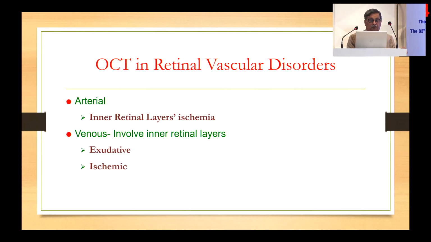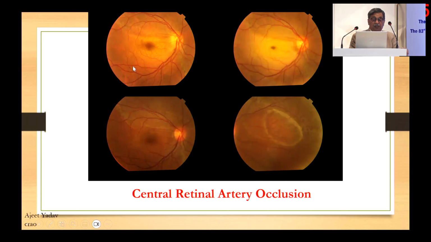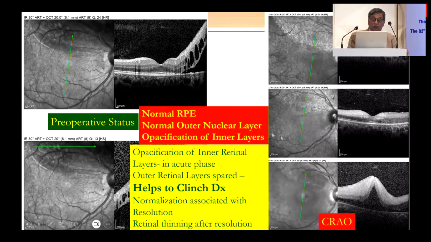You're a miraculous doctor. The other important condition you need to understand is arterial and venous ischemia. Arterial ischemia is in CRAO, you have inner layer ischemia, and then you can have venous blocks also causing either exudative or ischemic changes. So let's look at this. This is a central retinal artery occlusion, and in this patient, you see when the acute phase occurs, the inner layers are completely opacified, and you can easily confirm your diagnosis.